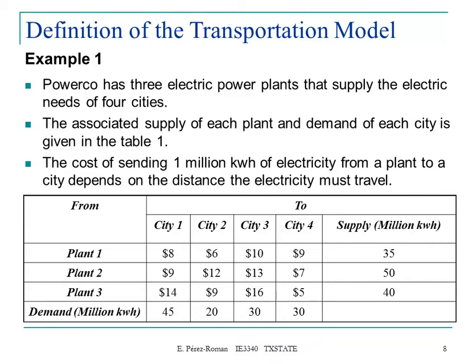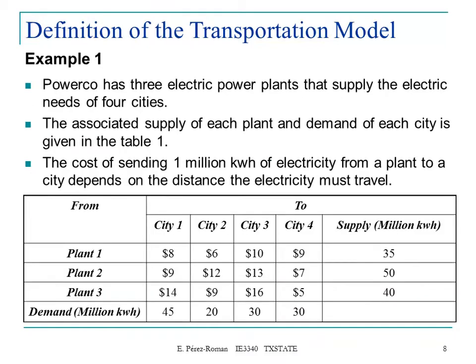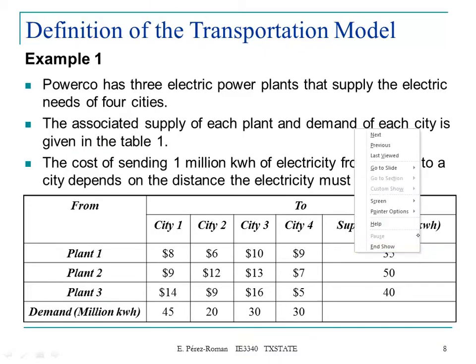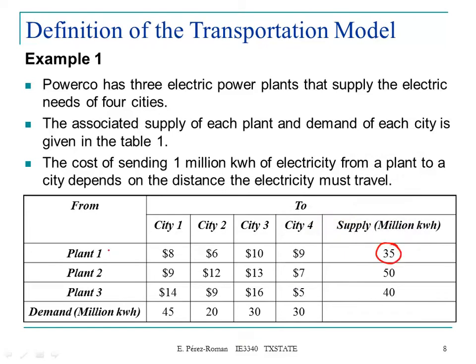You have 3 plants, and you have a supply for each plant. So plant 1 can supply 35 million kilowatts. So this is for plant 1. Plant 2 can supply 50, and plant 3 can supply 40. Okay, those are the capacities you have for each plant.